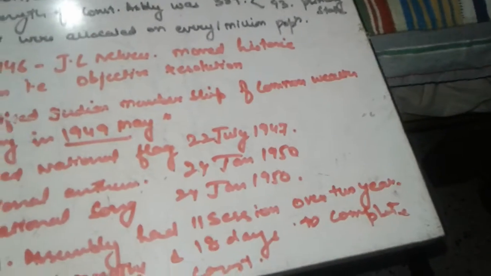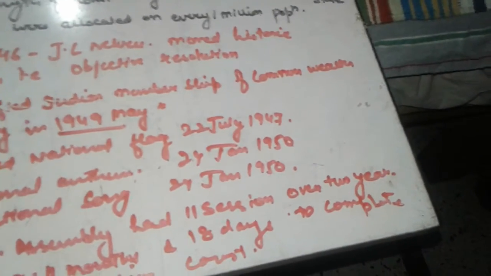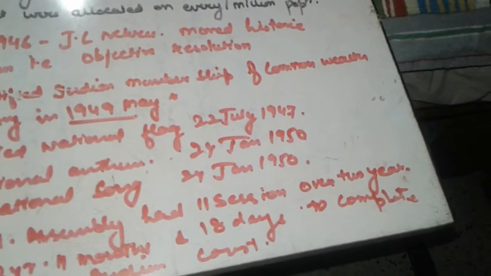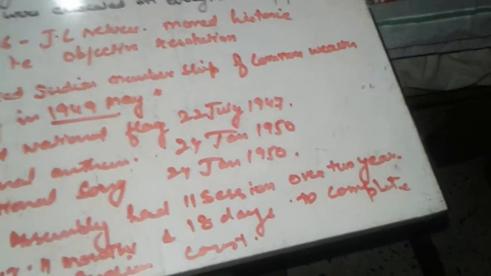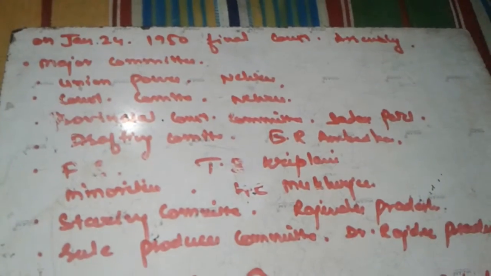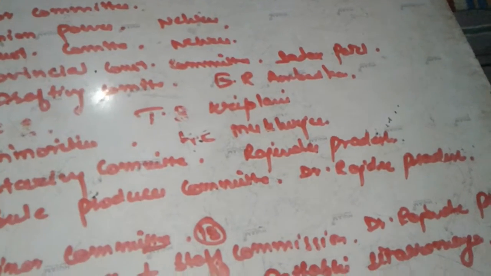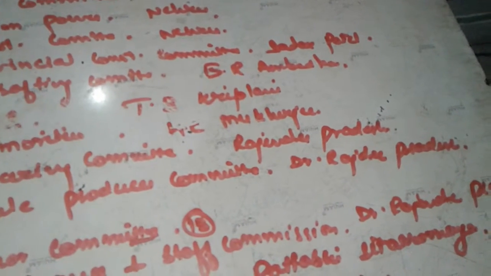The making of the Indian Constitution took a long time, mostly 2 years 11 months and 18 days, approximately 3 years. On 24th January 1950, the final Constituent Assembly session was held. During the interim period, there were various committees for making the Indian Constitution.